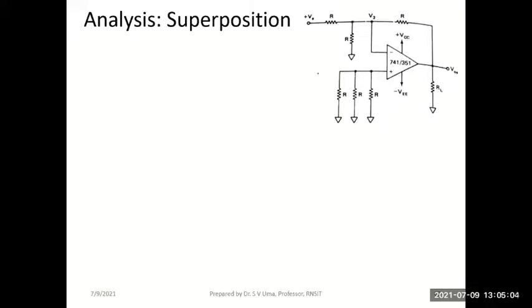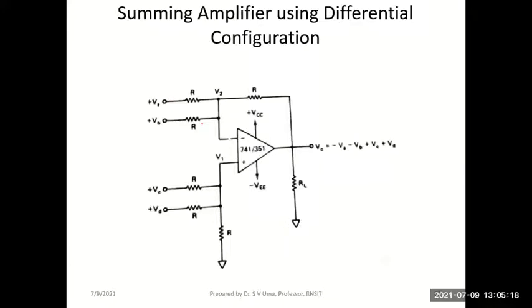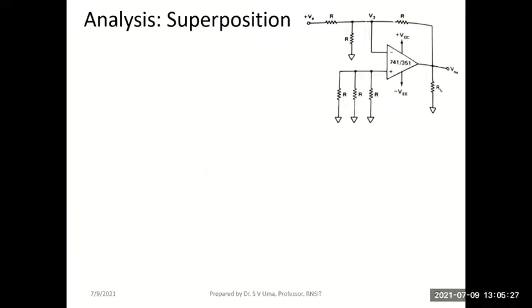Okay, fine. You can just have a look at this. Quickly, I'll brush up how to analyze this circuit using superposition. If I consider only VA to be active here, then all these three are grounded. VB is grounded, VC and VD all are grounded. So what will happen to the equivalent circuit? It will look something like this.